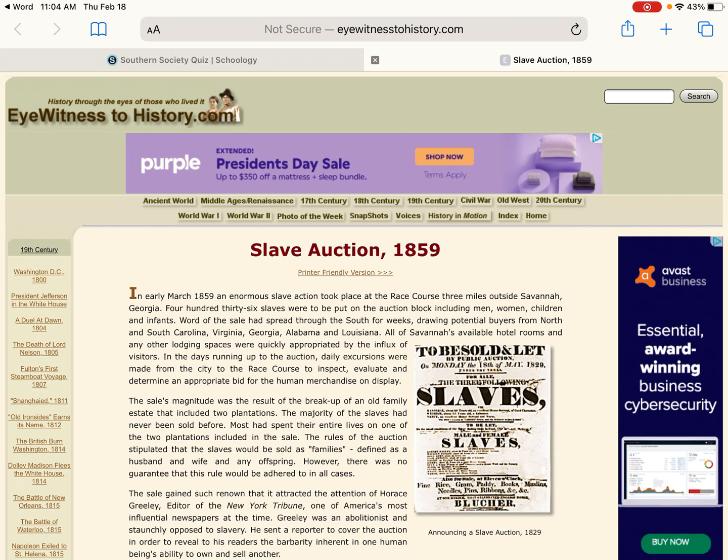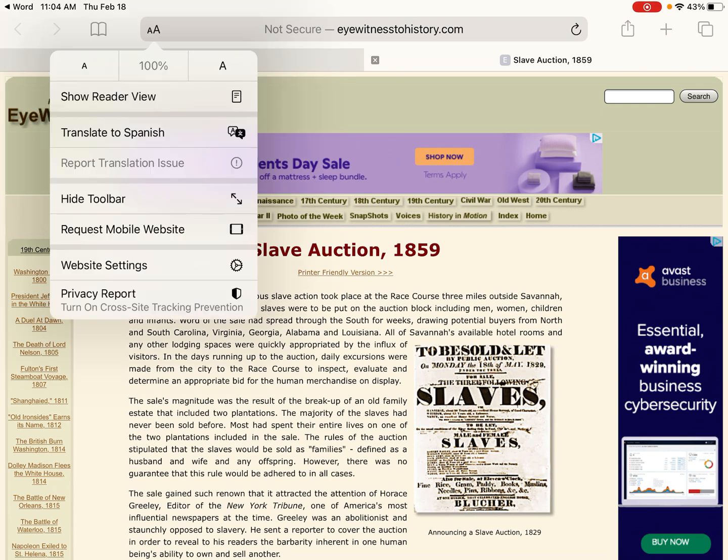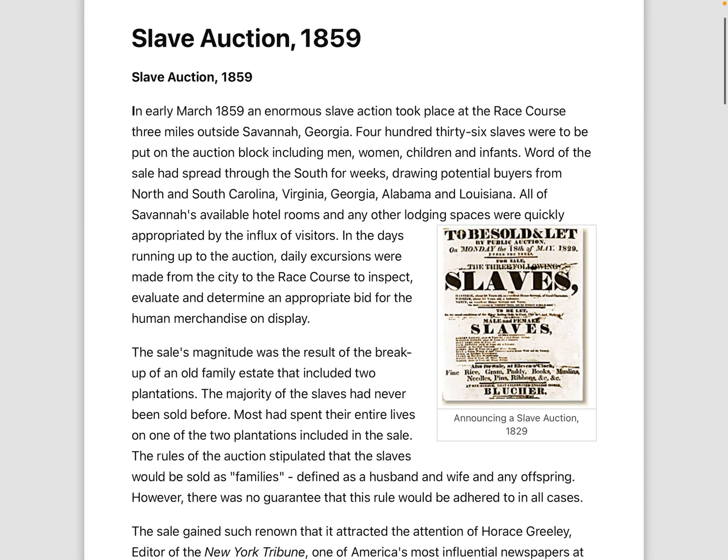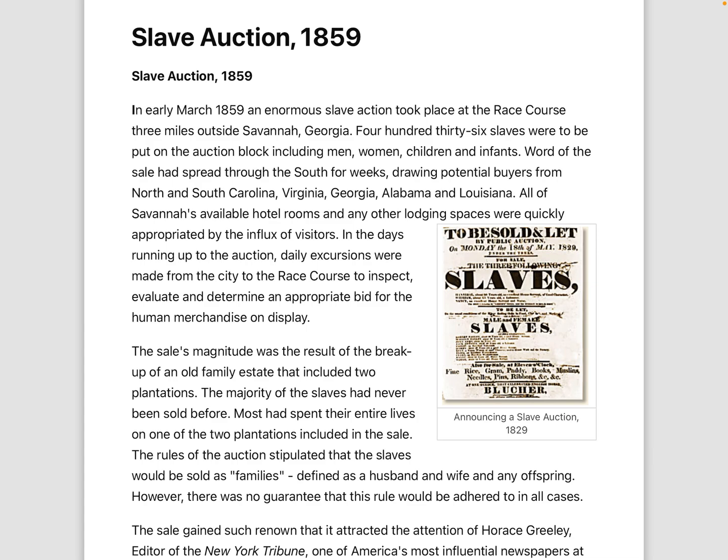Also, something I want to point out, if you click on the capital A's up here in the Smart Search bar, it gives you an option to show it in reader view. That's always a nice option if you want to just clean it up and see a better image without all of the distractions and ads and things in the margins. So I'm actually going to read from the reader view, and you can follow along with me. And like I said, you can keep pressing pause every time you want to add something that you've learned on your document. Slave Auction 1859.